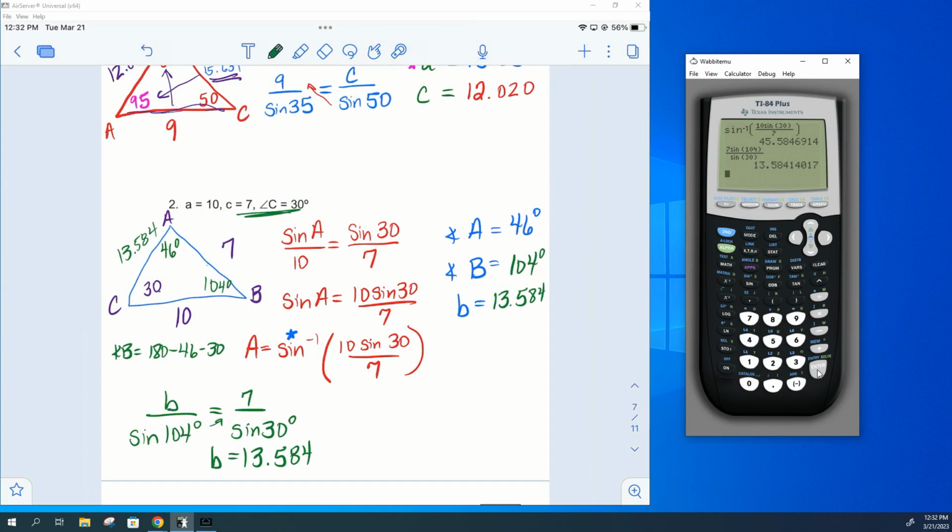Shortest side, smallest angle, longest side, largest angle. It's looking pretty good. And that, my friends, is the law of sines. So have fun.